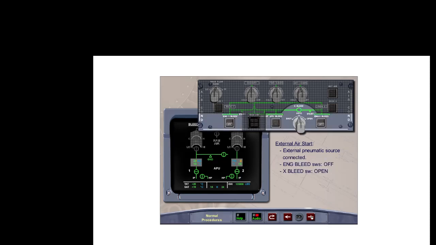With an external pneumatic source connected and supplying pressure, the ECAM bleed page will display the left cross-bleed duct and pressure at the number 1 engine. Ensure the engine bleed switches are selected off. Then, to provide pneumatic pressure to engine number 2, touch the cross-bleed selector switch to open the cross-bleed valve. Now there is pneumatic pressure to engine number 2 for starting. Complete coverage of external air starting is found in the ground pneumatic engine start checklist.